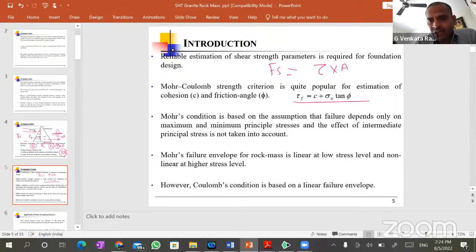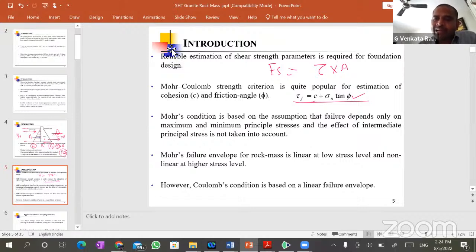So once we know c and once we know phi, then I think our entire problem is resolved. The toughest part, in the field, is to evaluate those values of c and phi. Then the entire design will be very safe and economical. So we can design a techno-economical structure. So how can we evaluate c and phi? Those are the shear strength parameters.